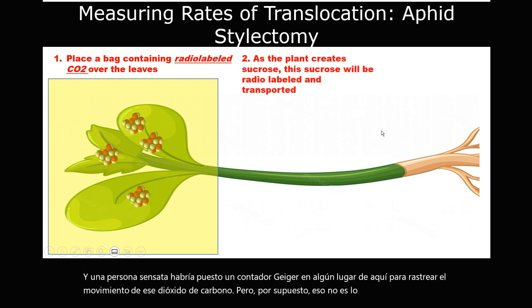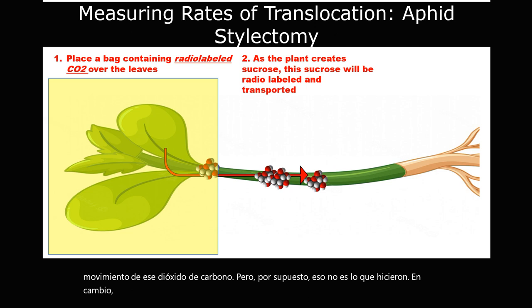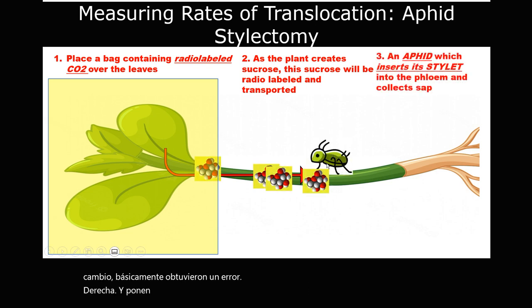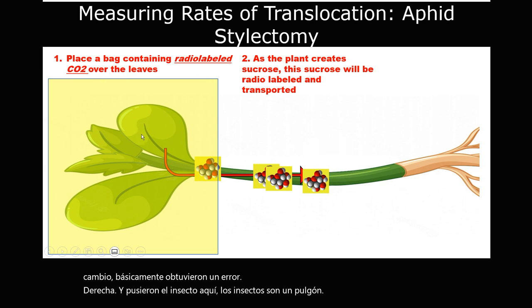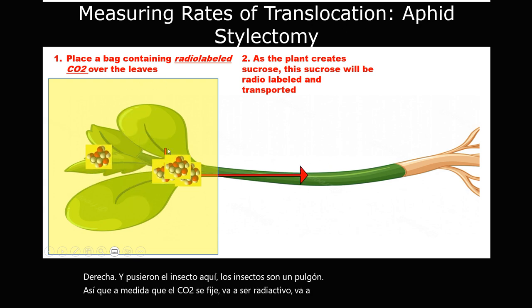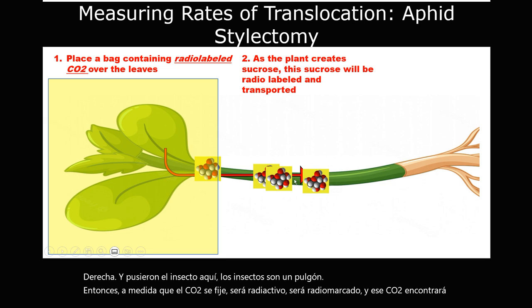Instead, they basically got a bug, right? And they put the bug down here, the bug being an aphid. So as that CO2 becomes fixed, it's going to be radioactive. It's going to be radio labeled. And that CO2 is going to find its way into sucrose, which is now also radio labeled.